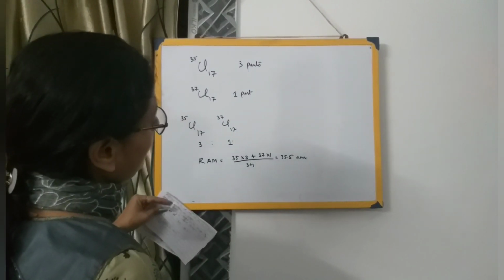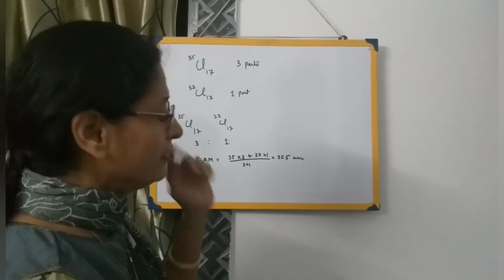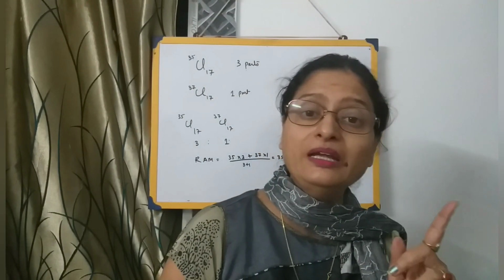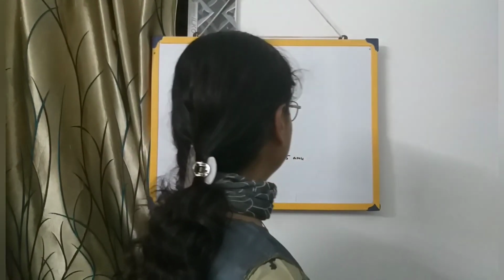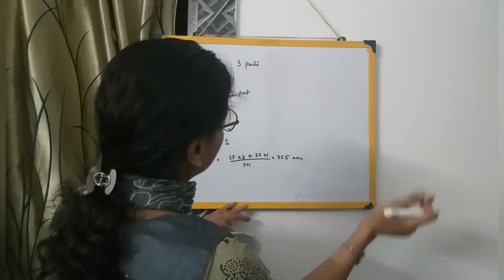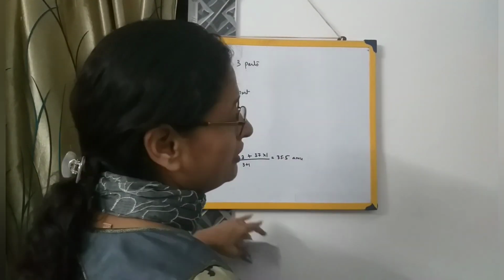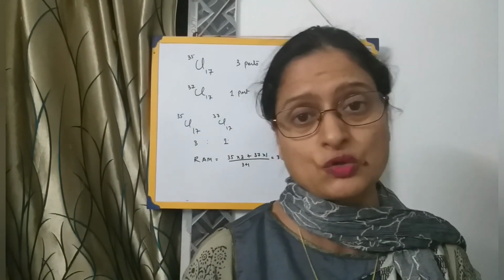In this way, the atomic masses of all the isotopes are calculated, and they are compared with the atomic mass of carbon 12. Suppose I am saying 35.5. If we are saying that we are comparing, it means what? It is 35.5 times heavier than the mass of carbon 12 isotope. So this is their relative atomic mass.